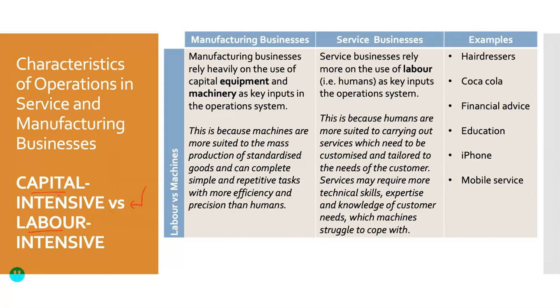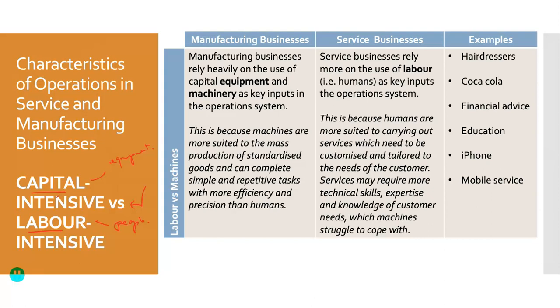Now, when I talk about labor, I'm also, of course, talking about people. And capital, I'm talking about equipment. So essentially, we're saying one of these types of businesses is going to rely more on people to get something done. And the other type of business is going to rely more on equipment to get something done. And of course, this something we're referring to is the processes.